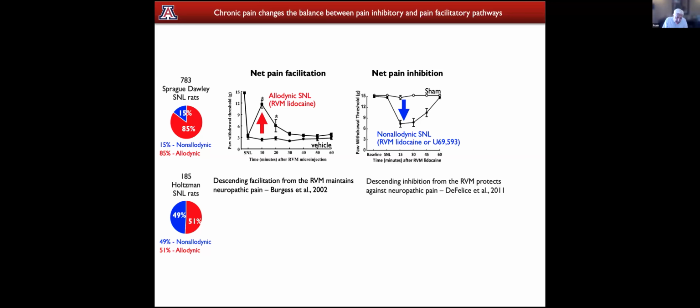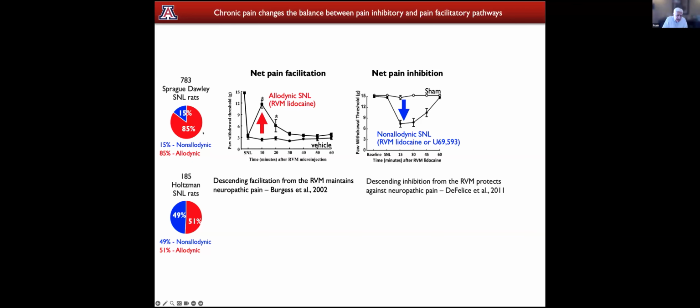So we went back and looked at our records, and what we found is that when we produced spinal nerve ligation injury in our animals, almost always we got neuropathic pain, but occasionally there were some animals that didn't show signs of pain. We looked at our records of surgeries performed by a single technician, Janice Oyarzo. Over the years, we had performed 783 spinal nerve ligation injuries in our Sprague Dawley rats. And what we found is that 85% of these animals were allodynic, but 15% were not allodynic.